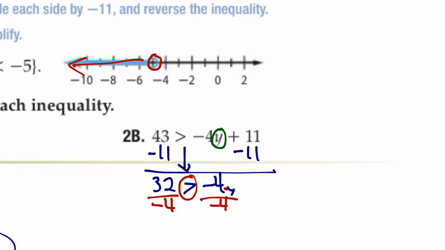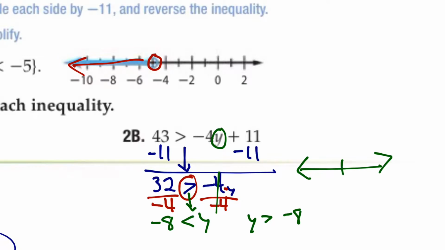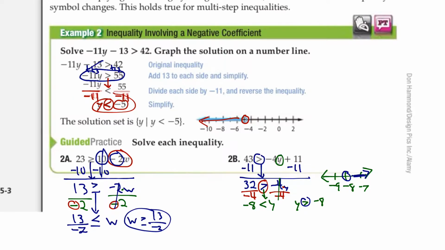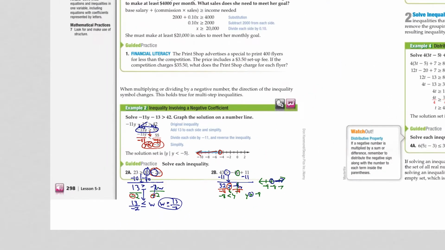So 32 divided by negative 4 is negative 8. Change the sign: it's now less than y. And I could rewrite it as y is greater than negative 8. And if I were to graph that, let's go negative 8, negative 9, negative 7. Is it going to be open or closed? Well, it's going to be open because it doesn't have the equal to. So open on negative 8, and y is greater, so to the right. Okay. So all we're doing now, instead of doing one step or multiplying and dividing, is adding, subtracting, or multiplying and dividing. All right.